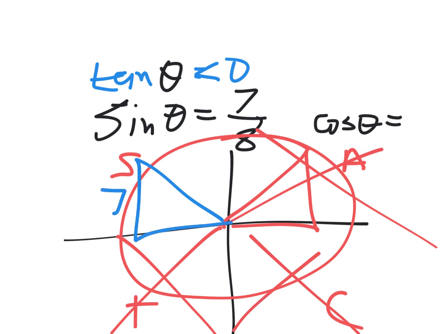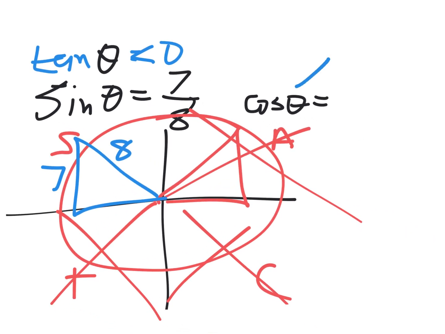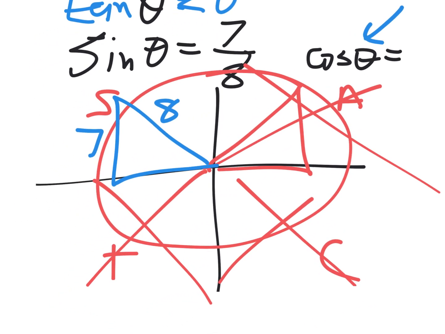Sine is opposite over hypotenuse, and that's like a 7 and that's like an 8. And I don't know the third side. Do I need to know the third side? Yeah, I do, because I can't figure out cosine without it. So then, learn my shortcut.